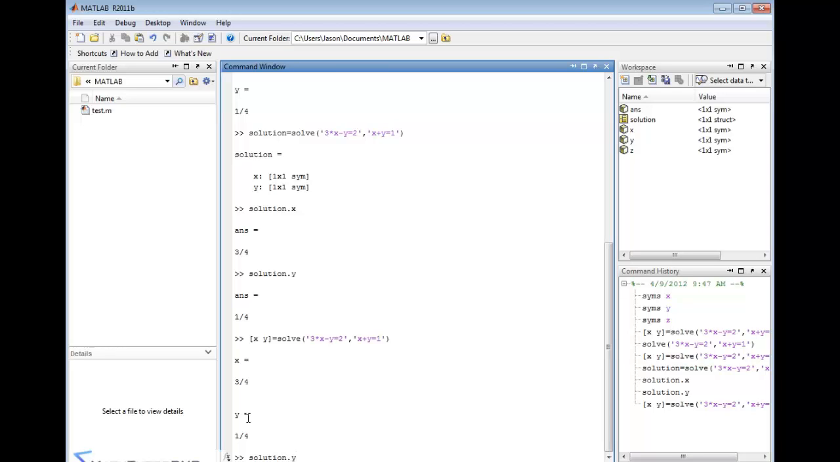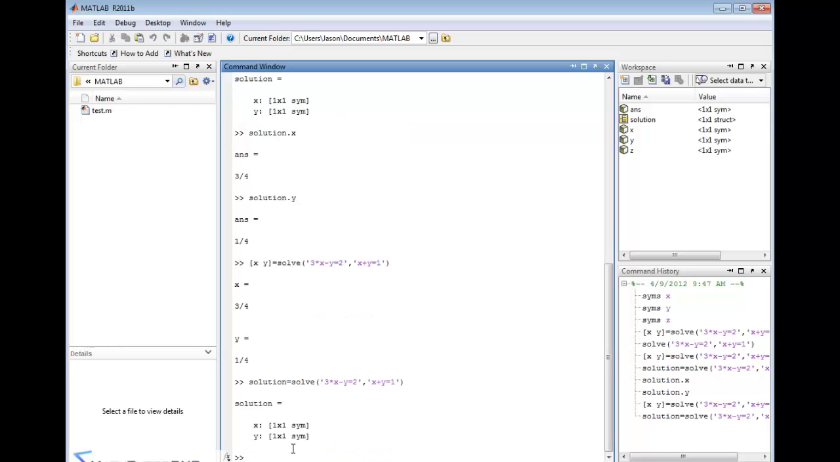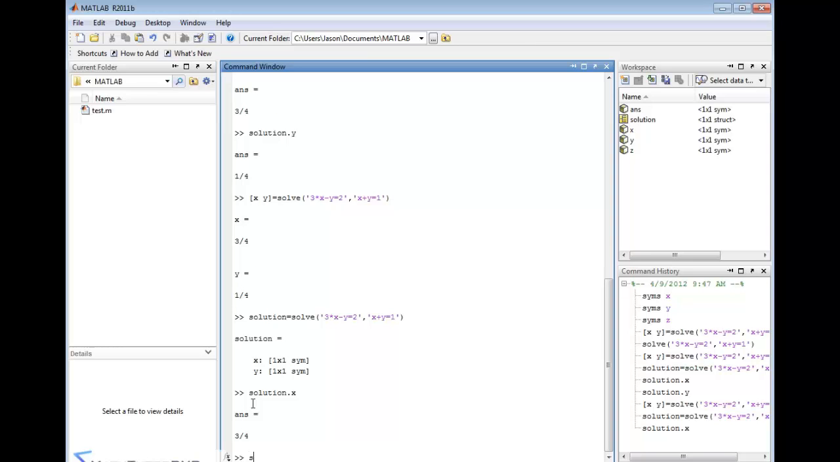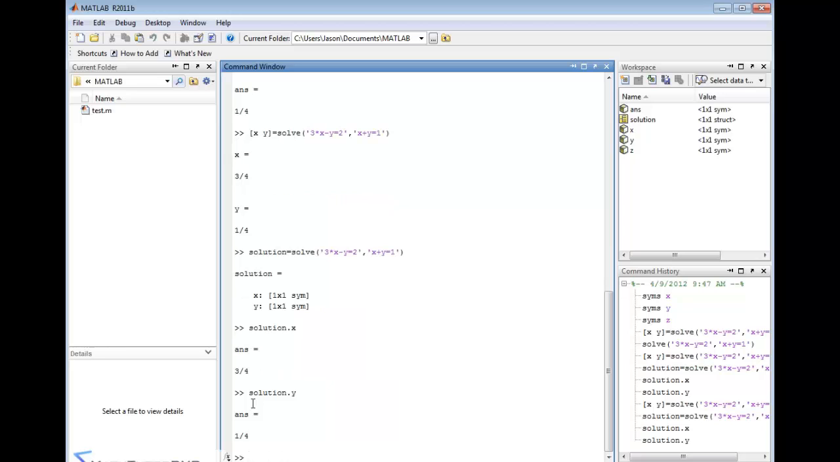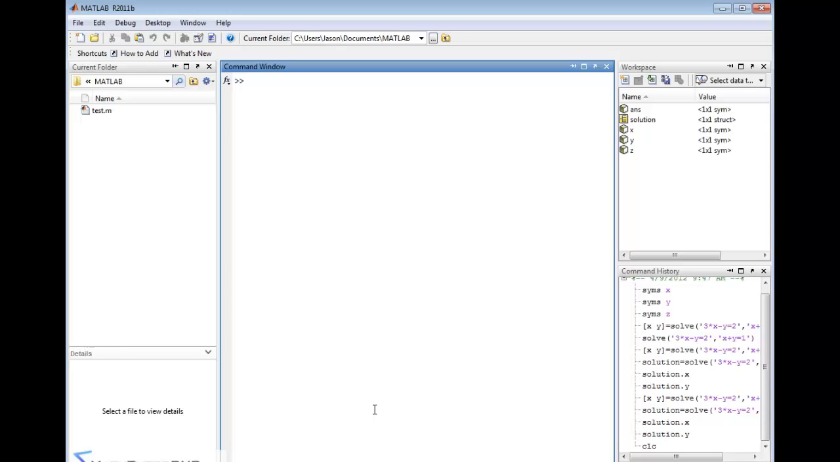If you set the result of the solve algorithm to a single variable name, not a matrix, then it dumps the values into a structure that it creates, and in order to get at the values you'll have to access them like this. So those are the two ways to do it. I wanted to point that out because it is a little confusing and behaves a little differently than you might initially expect. All right, let's clear the screen and solve another set of equations.